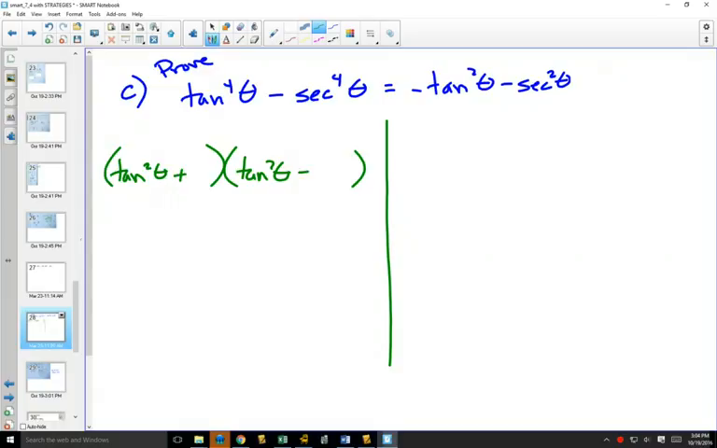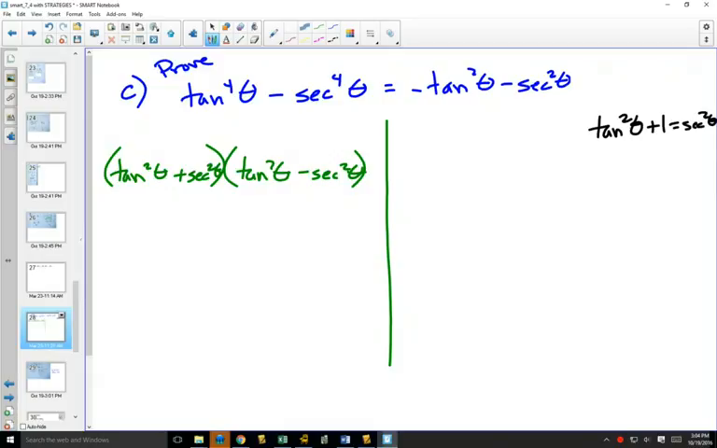one's plus, one's minus, secant squared, and secant squared. The nice thing about factoring it is we have a relationship between tan squared and secant squared. On our formula sheet, we have that tan squared plus 1 is equal to secant squared.